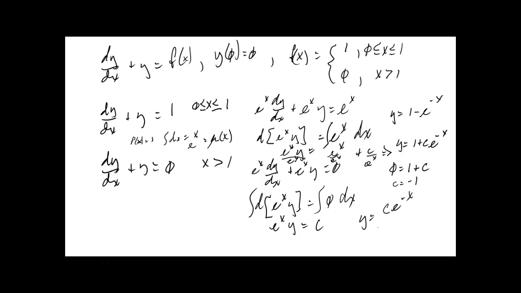This is what we came up with. When we did this, the e to the x went out, this became a 1, and this became e to the minus x, right? Okay. So then I plugged in 0 for y and 0 for x. Because that was my initial condition.